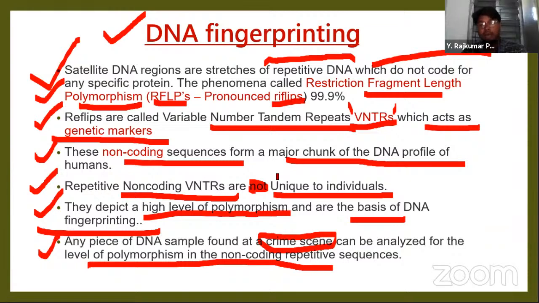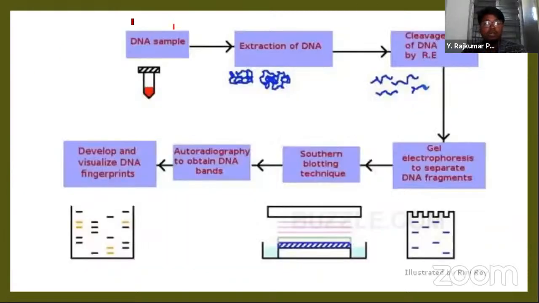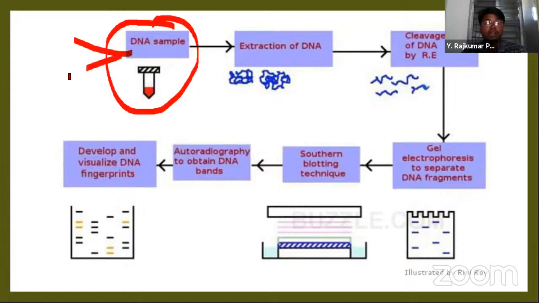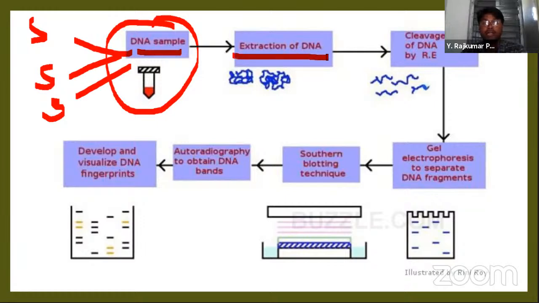Let's see how it happens. A DNA sample is taken from different cellular things, like from saliva they can extract, or some hair particles can also give us DNA, and vaginal or semen fluids. These components will have a DNA sample in them. They take the DNA sample and from it they extract the DNA.